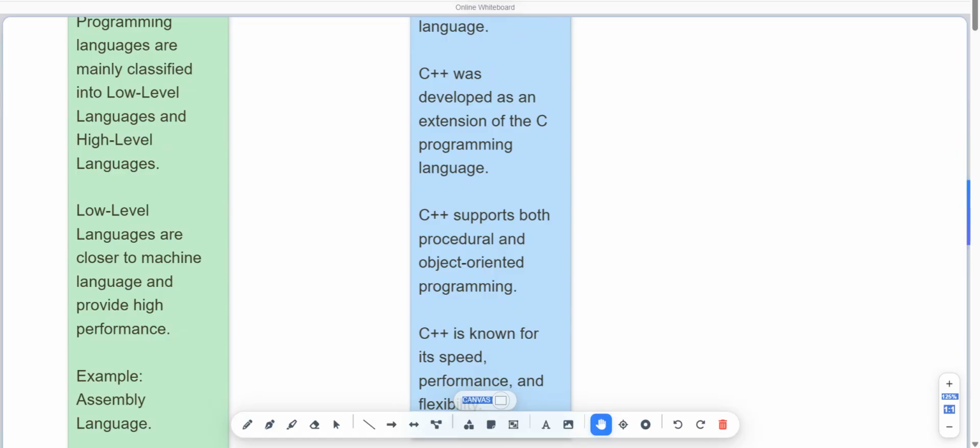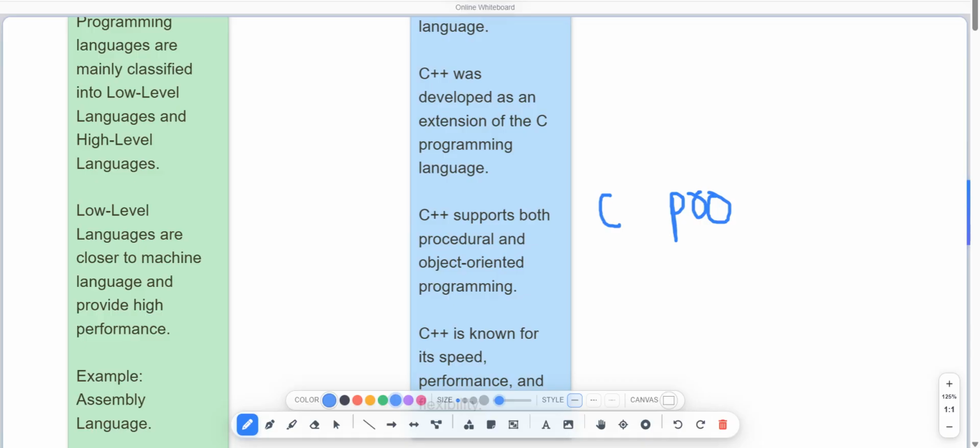Another very crucial thing is that CPP supports both procedure oriented and object oriented programming. Whereas coming to C, it supports only procedure oriented programming.